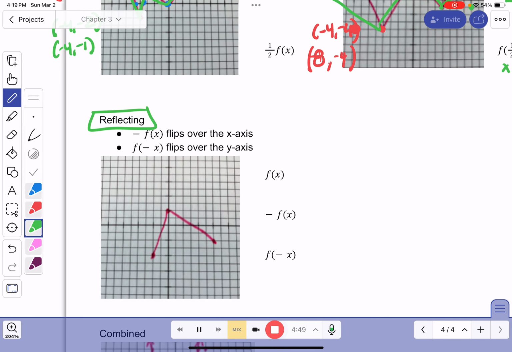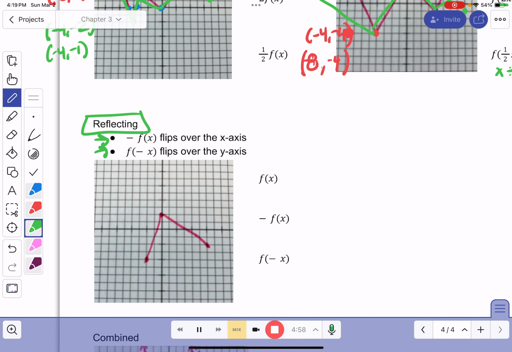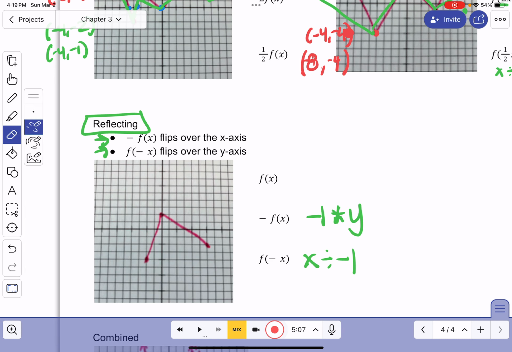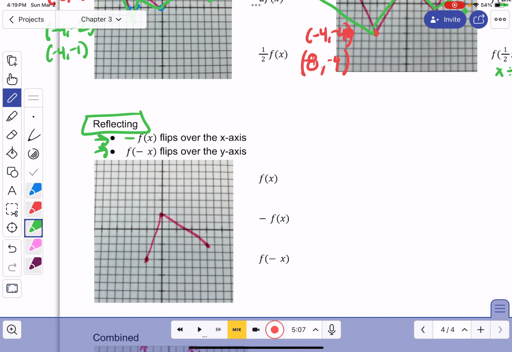Reflecting. Now, technically, these are the same as what we just talked about with our stretching. And you can think about it that way and say that negative f of x is just saying negative 1 times y. And f of negative x is x divided by negative 1. Either of those things is fine how you think about it. But if all you have is the negative, you can just flip your shape. If the y is negative, you do it over the x-axis. So it's kind of the opposite of what you would think.